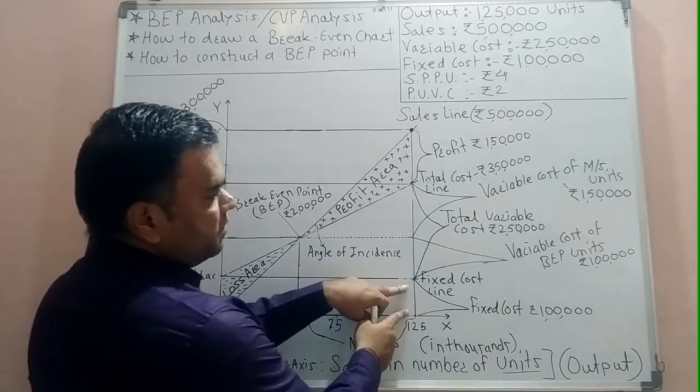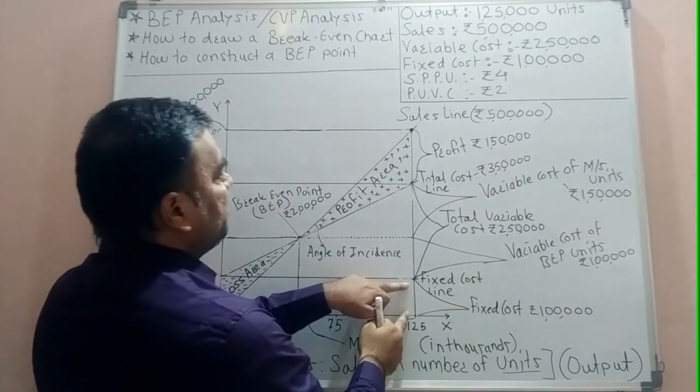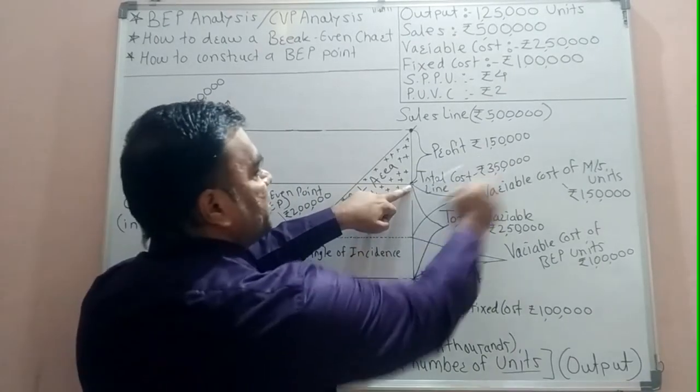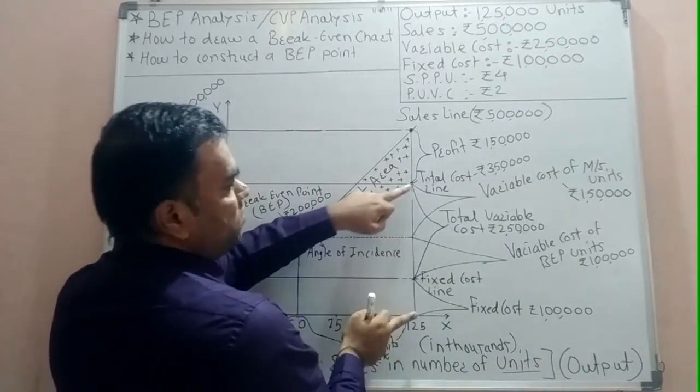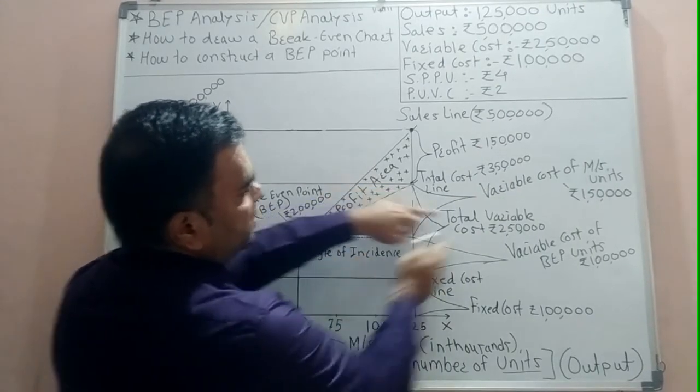Fixed cost 1 lakh, total variable cost is 2,50,000. 1 lakh plus 2,50,000 is equal to 3 lakh 50,000, which is our total cost. This is our total cost. This is our total fixed cost. This is our total variable cost.